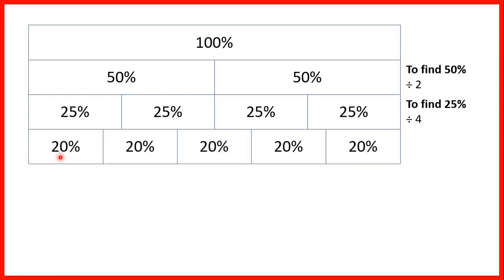Now with 20%, we can show 5 20%s showing the same size as 100%. That's because if we have 20% 5 times, we have 100%. So 20% is 1/5 of 100%. So to find 20%, we can divide by 5.